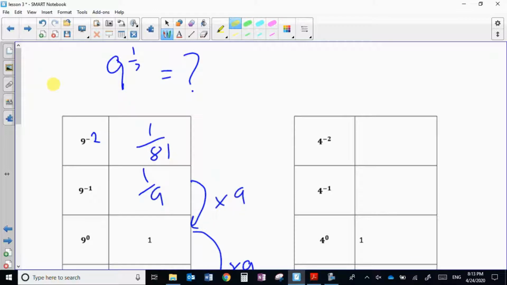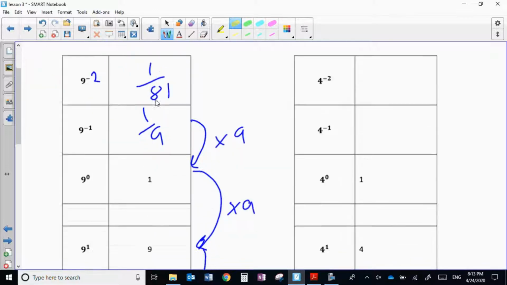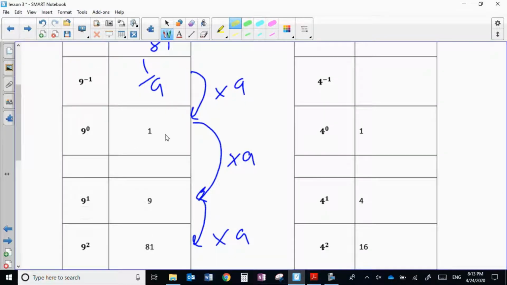9 to the power of a half. What does that have to be equal to? Well, obviously 9 to the power of a half should be between 9 to the power of 0 and 9 to the power of 1, since that's where the number 1/2 belongs. So what should it be?